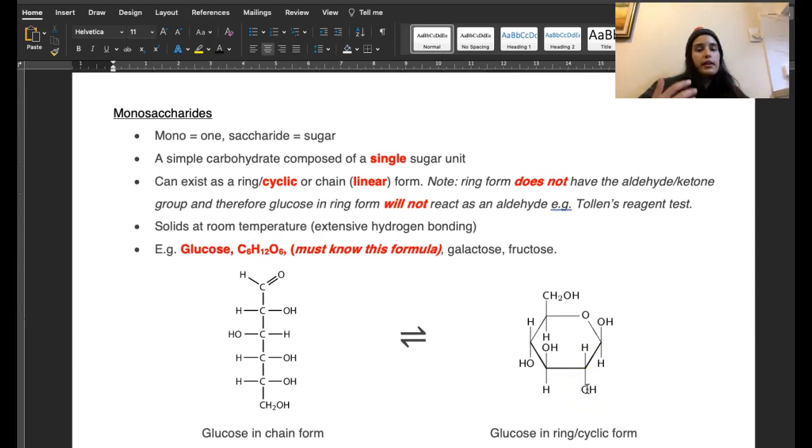Monosaccharides: mono, one; saccharide, sugar. One sugar. So it's simply a simple carbohydrate with a single sugar unit. Now it can exist as a ring or cyclic form, meaning the same thing, or as a chain, linear form. We just have to remember, and you should be able to explain this, that a ring form does not have the aldehyde or ketone group.